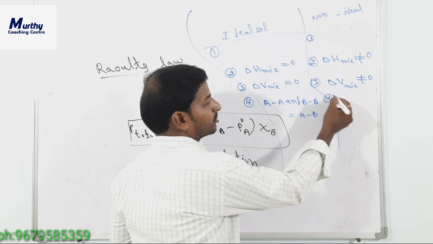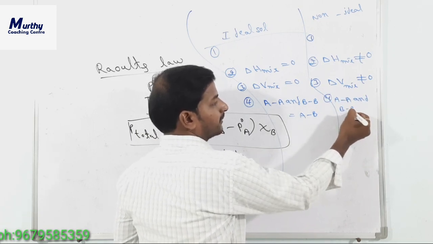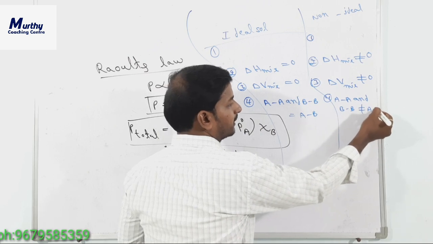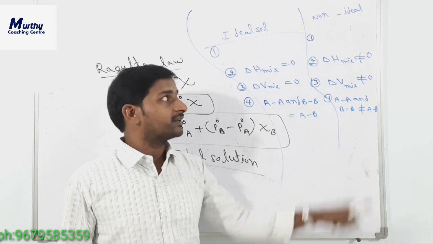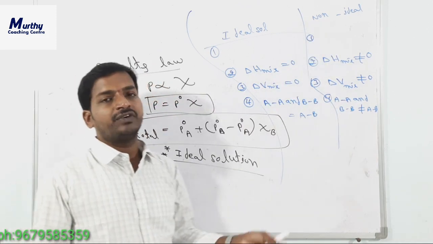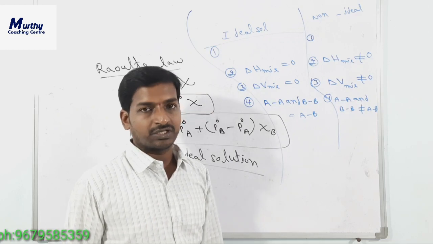Next, for a non-ideal solution, AA and BB are not equal to AB. If the intermolecular forces change, then we can say non-ideal solution.